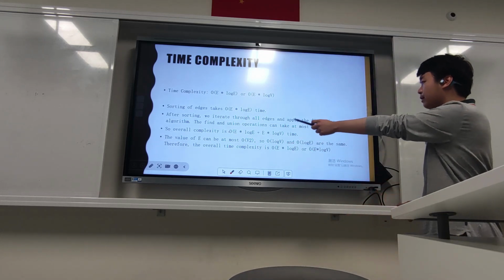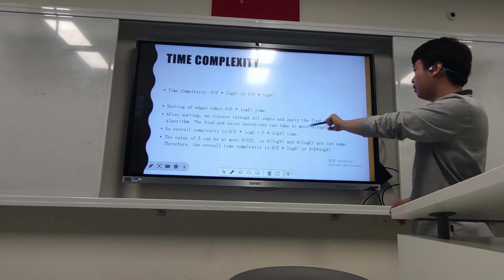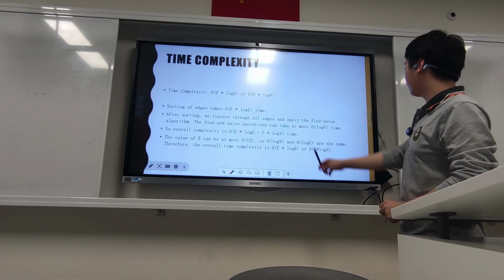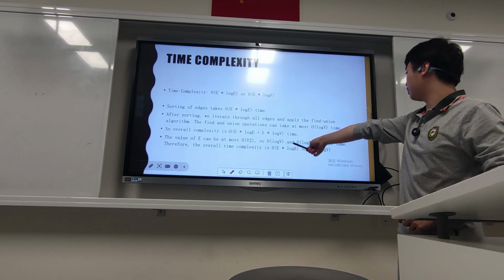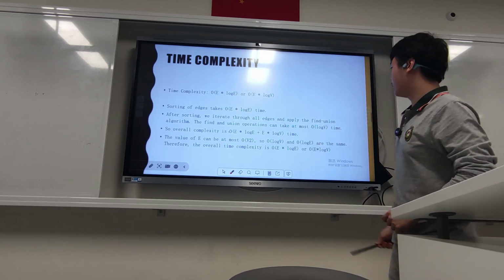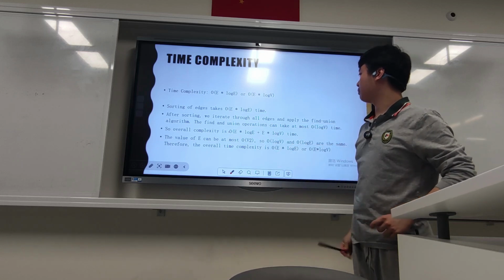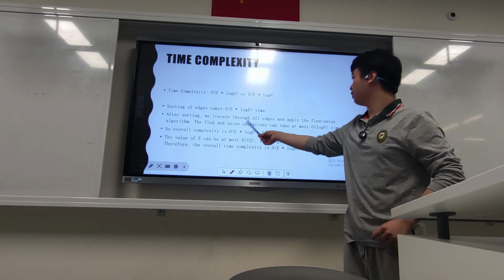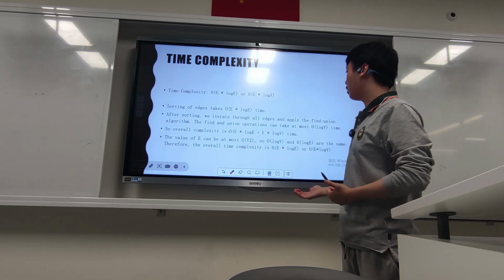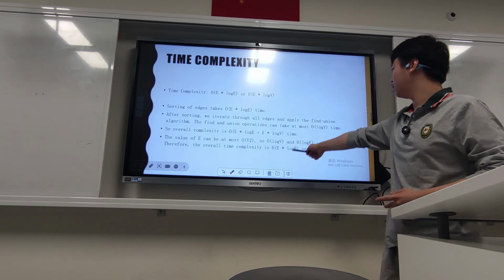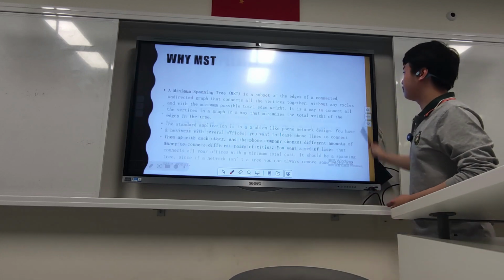The value of E can be at most O(V squared), so O(log E) and O(log V) are the same. Therefore, the overall complexity is O(E log E), because these two terms are the same, so it is like twice E log E. And constants are ignored in the big O notation, so it's generally E log E.